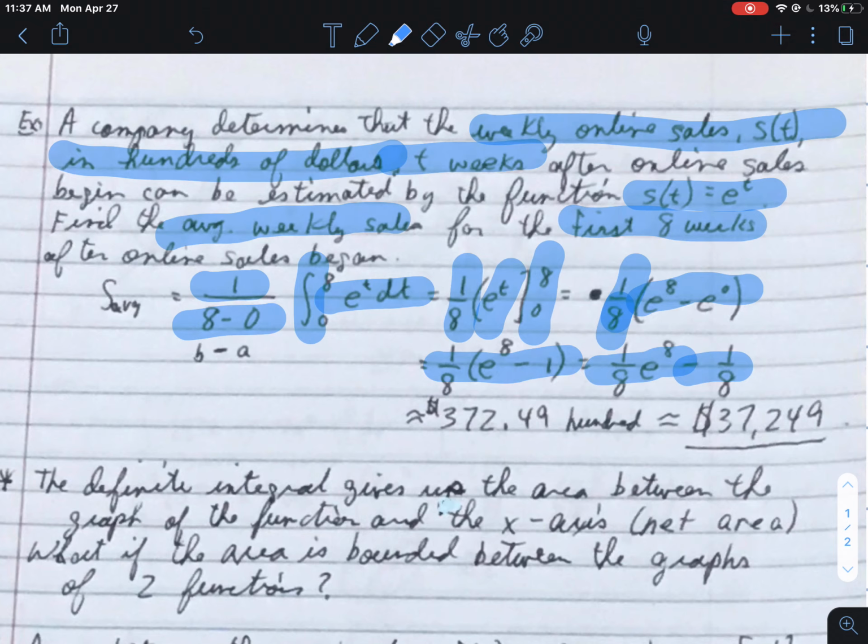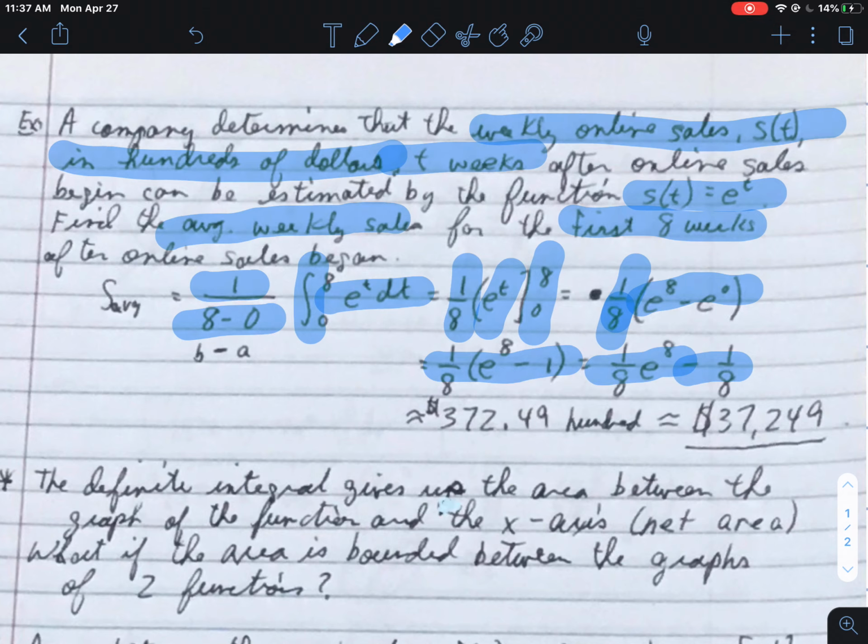Distributing the 1/8. Now in this case, I went ahead and approximated that because this is an application. We said that's typically where you're going to approximate. You want to answer a question. Our question was to determine the average weekly sales over the first 8 weeks after the sales began. So I want to give that as a reasonable, usable value. So I went ahead and approximated that value.